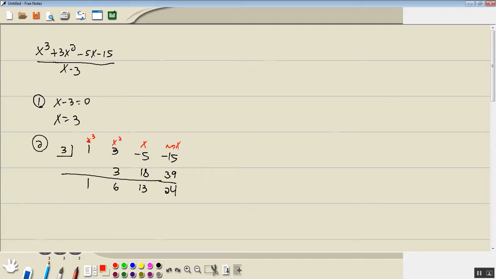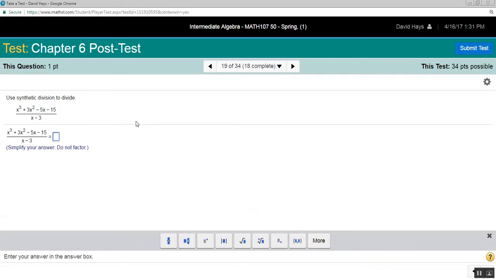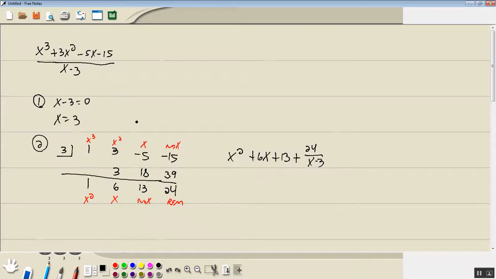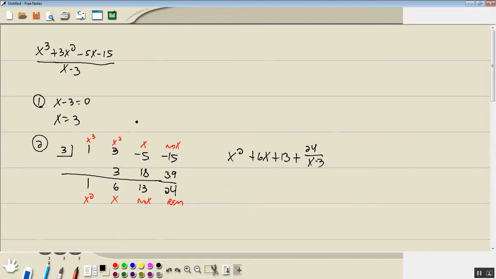Okay, so this was x to the third. Straight down below will be 1 degree lower. So that'll be x squared, this will be x, this will be our no x, and this is our remainder. So our answer is x squared plus 6x plus 13, and you put your remainder over what you're dividing by, which was x minus 3. Do not factor. I don't know what that means. I don't think it can factor. Plus 24 over x minus 3. x squared plus 6x plus 13 plus 24 over x minus 3.